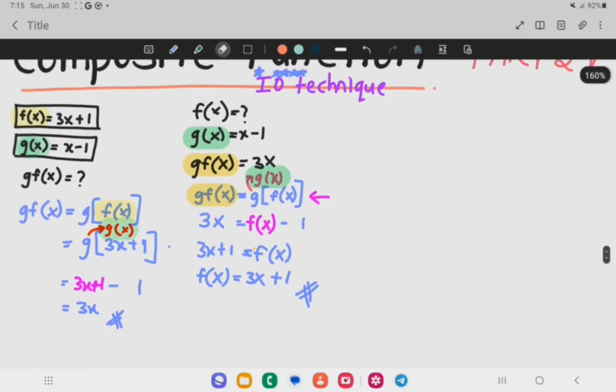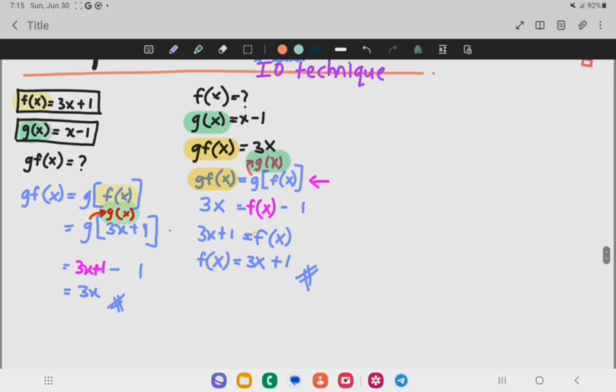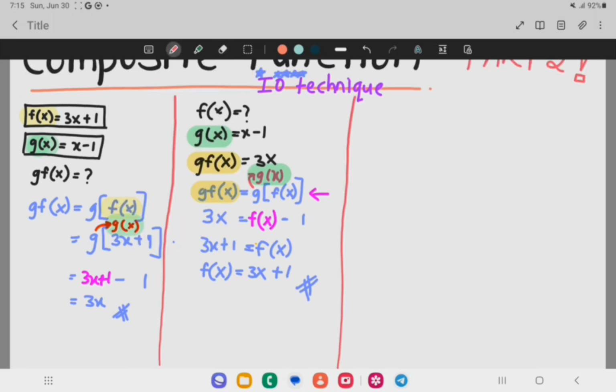If you notice, this is a different one. If you notice this one and this one, I'm actually giving you the same example, the same equation. The only thing is here fx and gx are given and gfx we have to find, but here fx we must find, and gx and gfx are given. If you can see, the equation of the gx is the same.